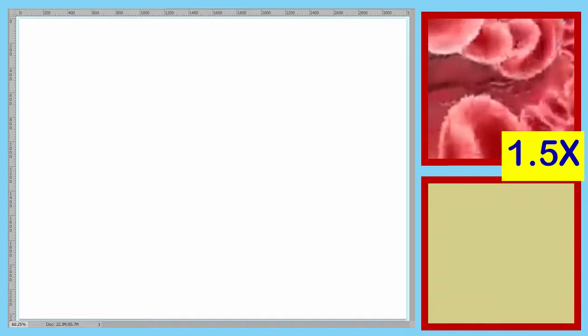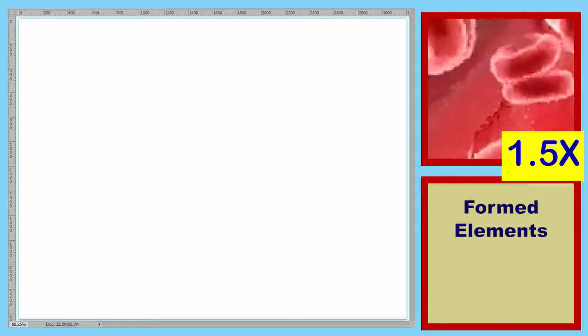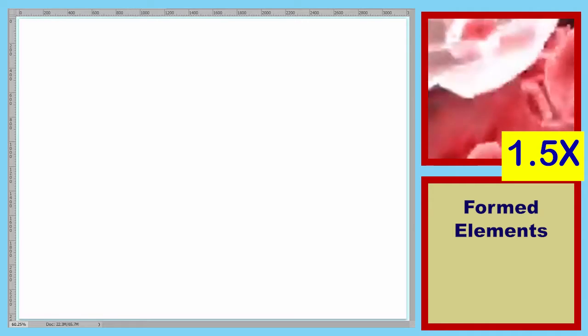Students, welcome back. We're going to continue our discussion of the formed elements. In this lecture, we'll discuss the number or the frequency of the individual formed elements in the blood.